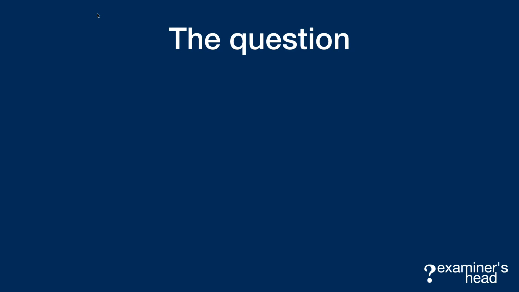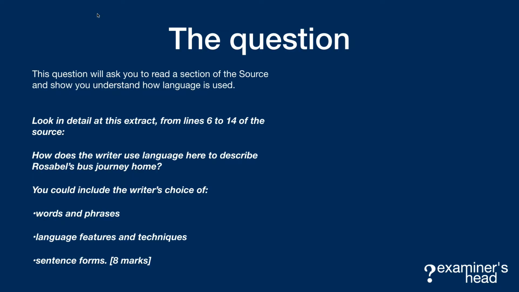Okay, so let's look at the question. It's going to ask you to read a section of the text. It usually follows straight on from the question 1 section, and then it will give you a few bullet points to help you structure the answer. Look in detail at this extract from lines 6 to 14 of the source. How does the writer use language here to describe Rosabel's bus journey home? You could include the writer's choice of words and phrases, language features and techniques, and sentence forms.